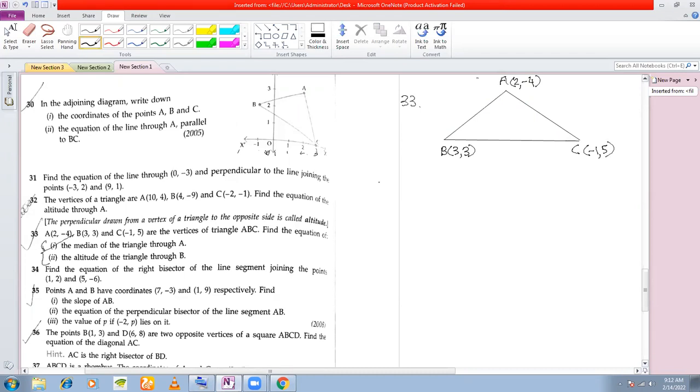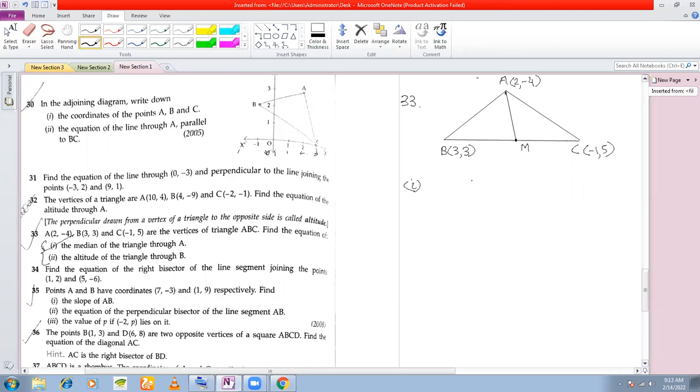Next, the first question is, find the equation of the median of the triangle through A. Now, what should be the median of the triangle through A? How will the median look like? You take the midpoint here of BC, call this point M. And if we join A and M, then this line AM is called the median of this triangle. You need to find out the equation of this median.